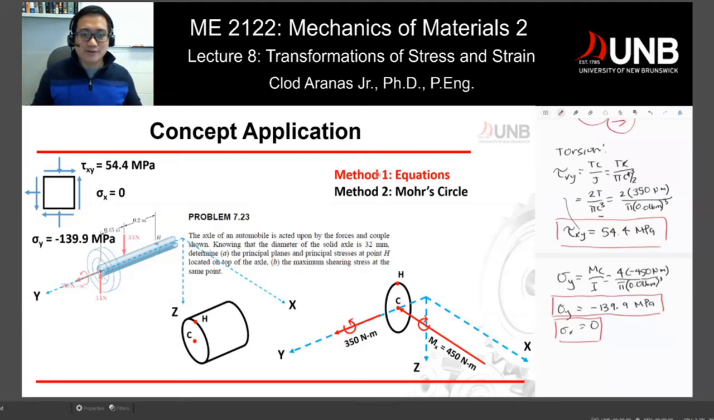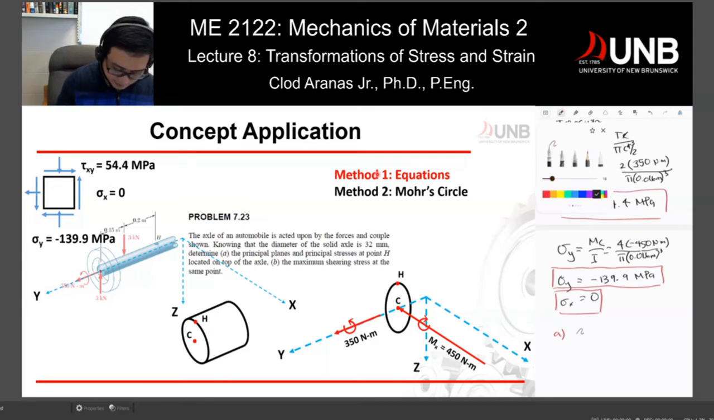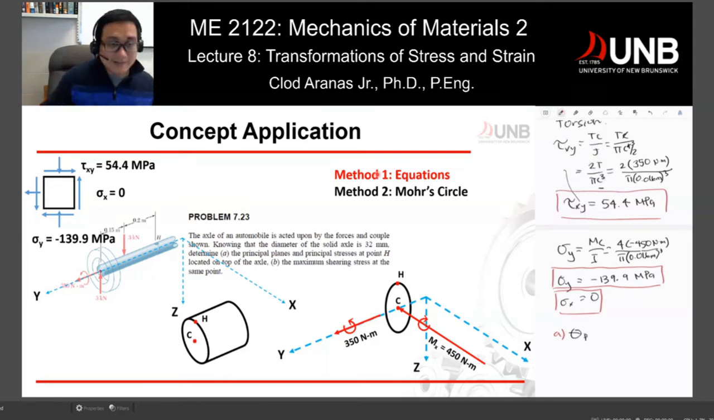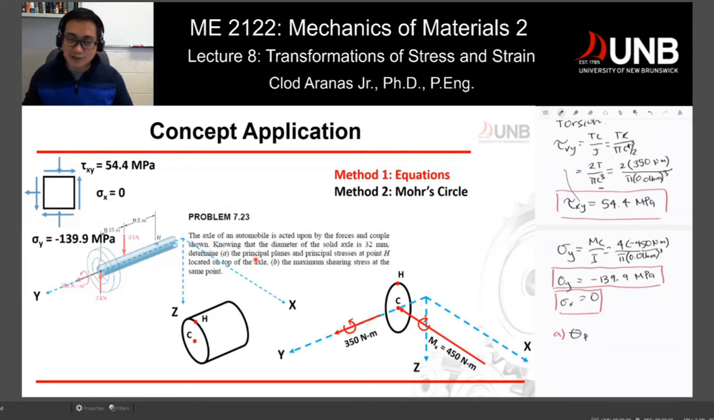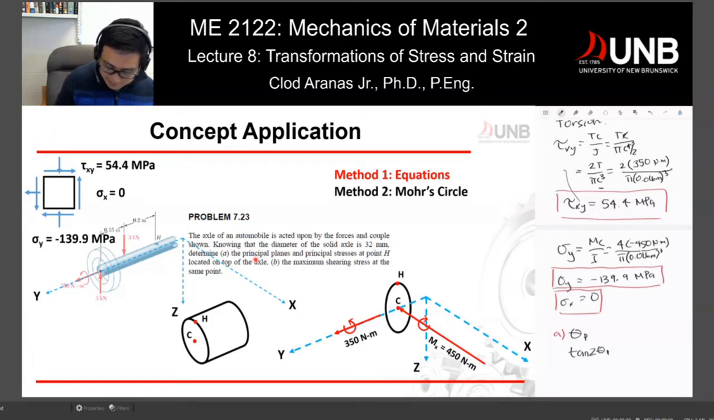We have two different methods. Either I could use equation or I could use Mohr circle. So let's use equations for this one. For equation, first let's calculate theta sub p, and that's the question associated with principal planes. What rotation do I need in order for me to reach my principal stresses? The equation for that is tangent of theta sub p is equal to tau xy divided by sigma x minus sigma y divided by 2.